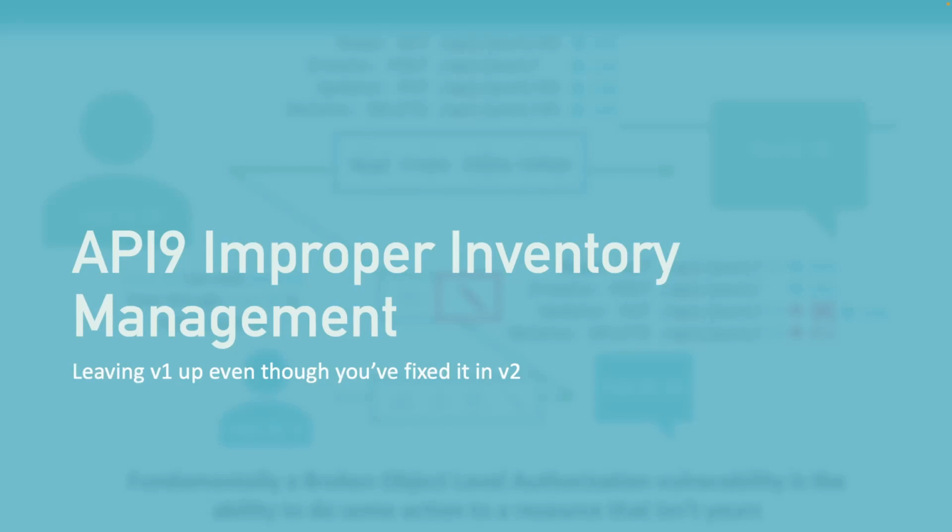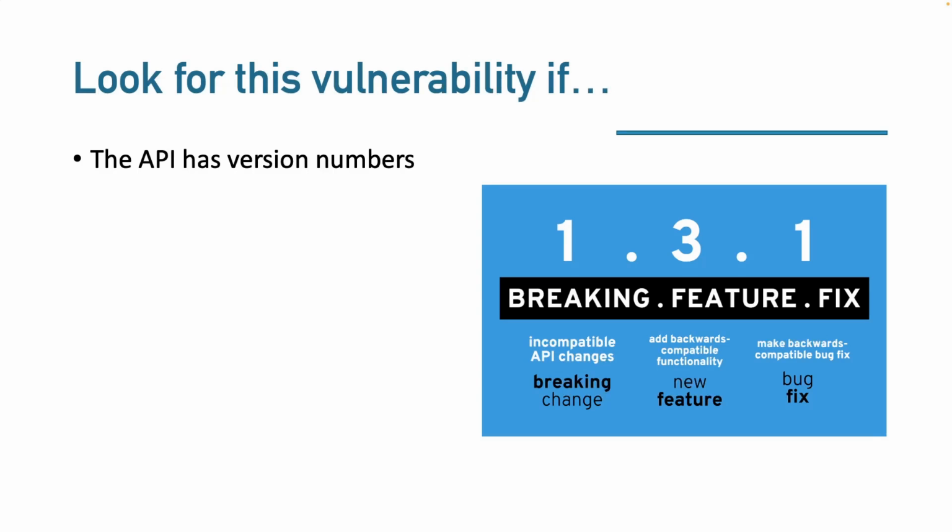API 9, improper inventory management. Essentially, this is like leaving old versions of APIs up, even if you fixed them for a vulnerability. So maybe you leave version 1 up because you fixed it in version 2, or you leave an API endpoint that was supposed to be removed when the piece of software was deployed because it was just for debugging, whatever. If you see an API that has version numbers, you want to be checking for this.